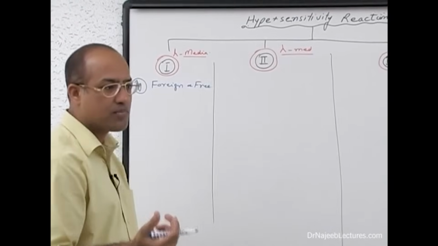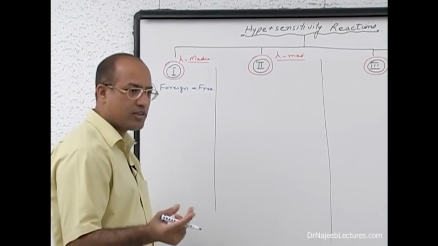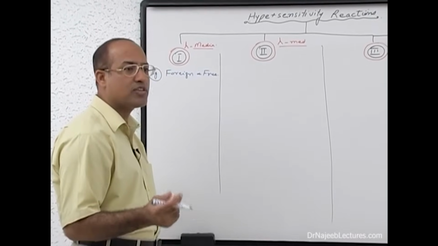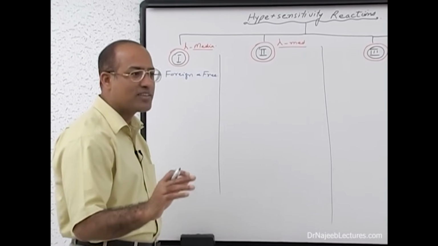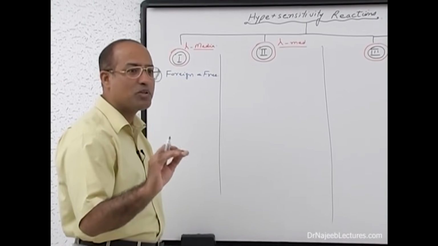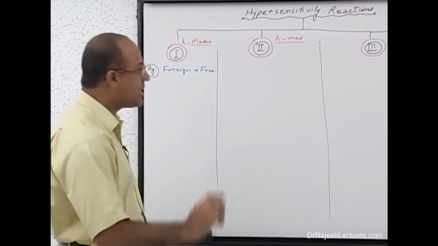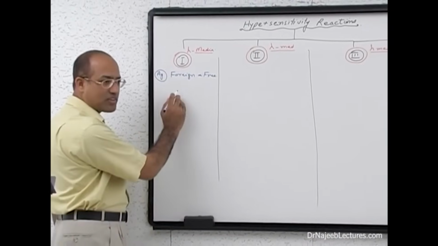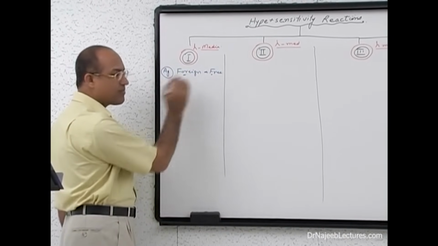Some people develop allergy to egg, or some people develop allergy to seafood, some people develop allergy to their wives, some people develop allergy to their teachers, I don't know. But I'm not including the last two examples, they are psychological hypersensitivity reactions.